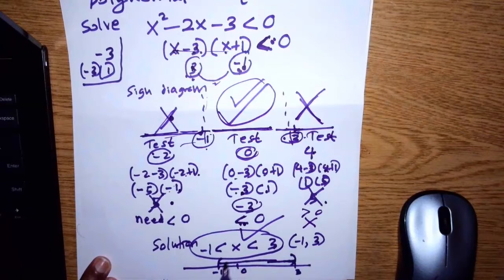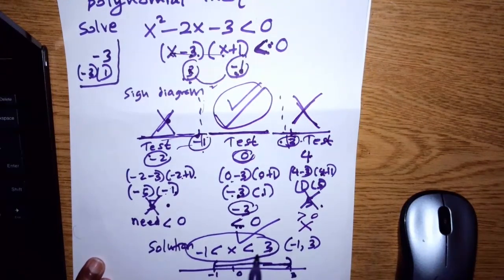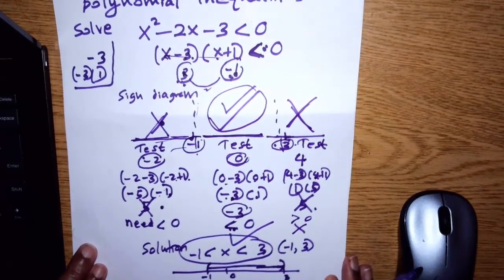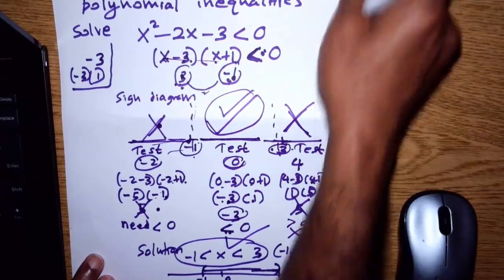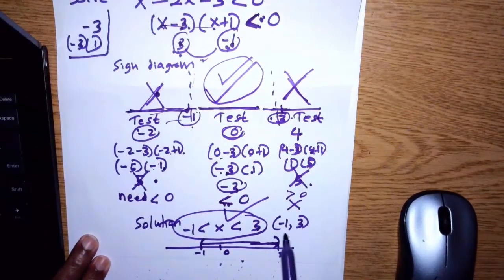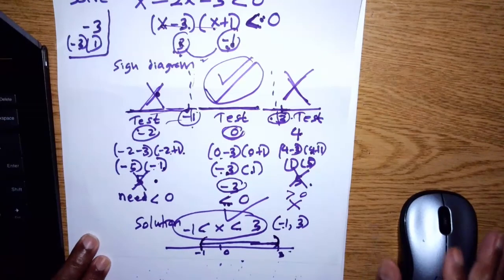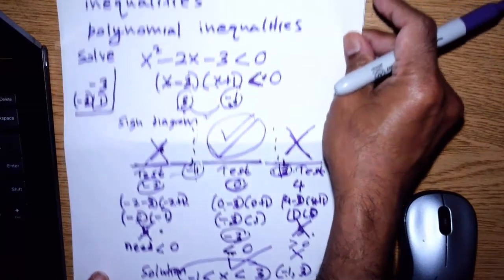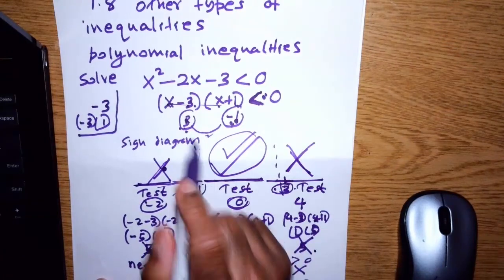Our answer is x between -1 and 3, and we want to write it in interval notation. We can write it as (-1, 3) with parentheses, because it's between -1 and 3. If we want to draw it on a graph, we have -1 here and 3 here. Make sure that we have parentheses and not square brackets. It's between -1 and 3. And that's how you solve a quadratic inequality.